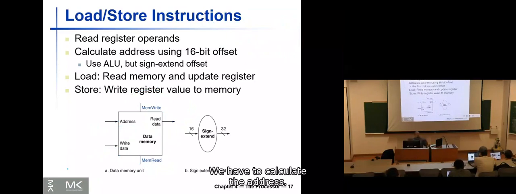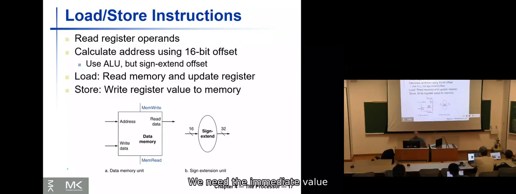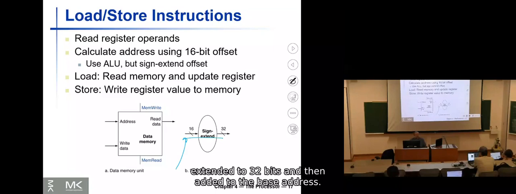We have to calculate the address. We have a base, we have an offset, they should be added together. The effective address will be calculated. So we need the immediate value coming from the instruction, sign extended to 32 bits, and then added to the offset, the base address.